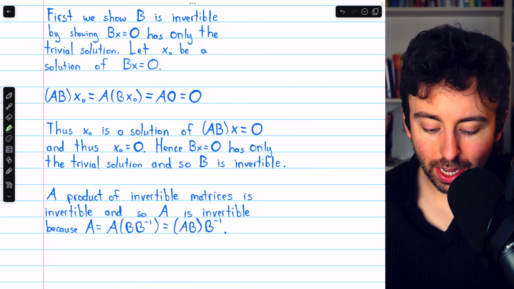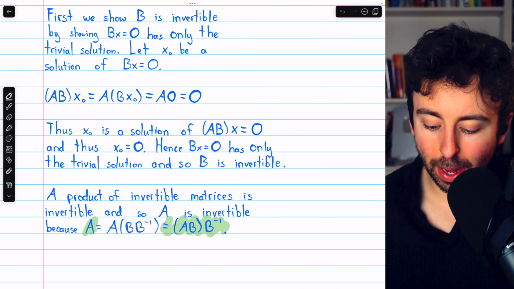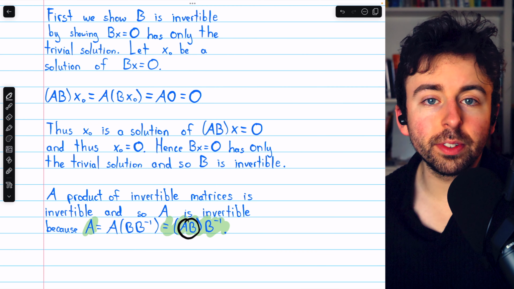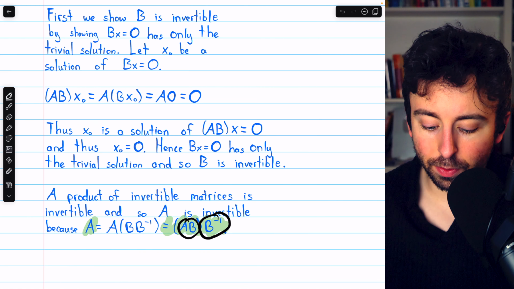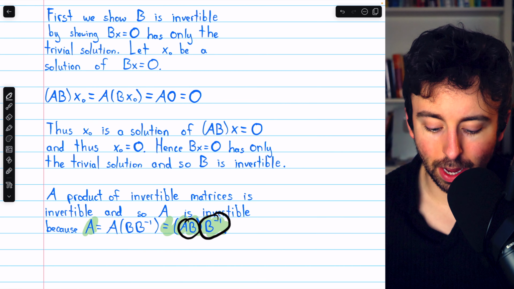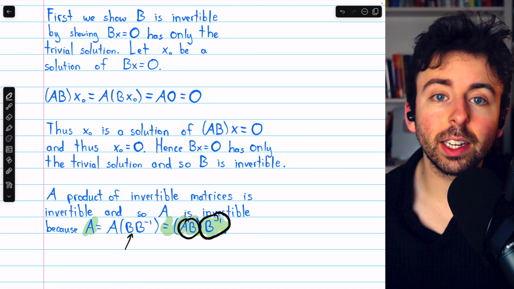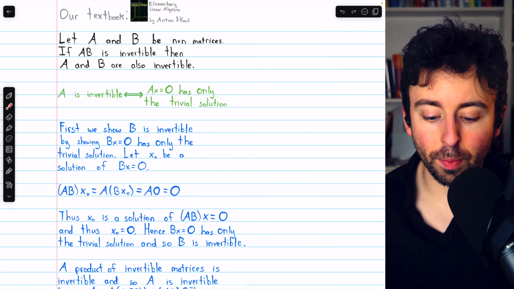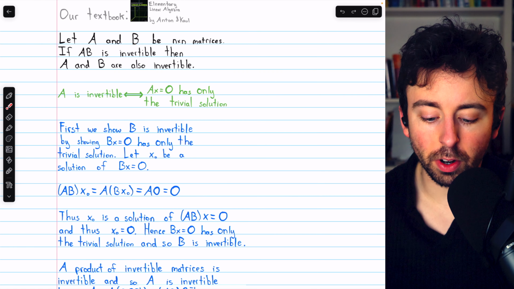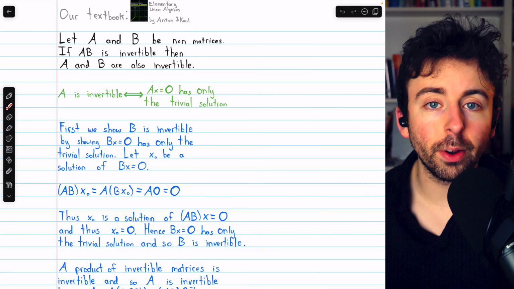But then we've shown that A equals this product of invertible matrices. AB we know is invertible because that was part of our hypothesis, and B inverse is invertible because, of course, its inverse is just B. Since A equals a product of invertible matrices, A is also invertible. Hence, if a product of two matrices is invertible, then the individual matrices in the product are also invertible.